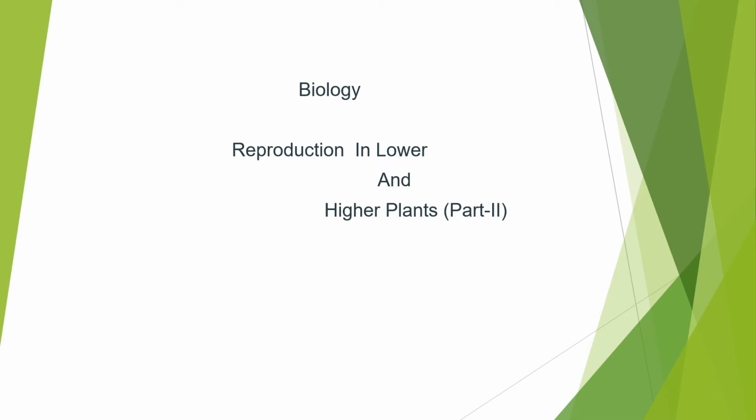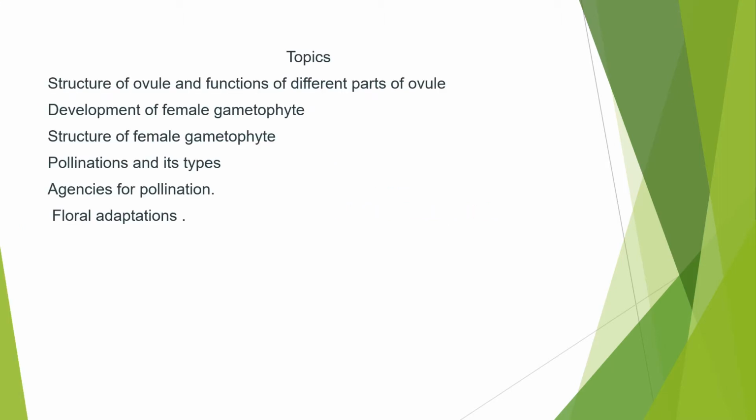Hello students. Today we will start with reproduction in lower and higher plants part 2. In part 1 we have already studied till the development of male gametophyte from the same chapter. So today we will be studying structure of ovule and functions of different parts of ovule, development of female gametophyte, structure of female gametophyte, pollination and its types, agencies for pollination and floral adaptations.